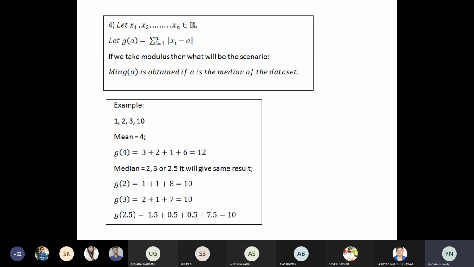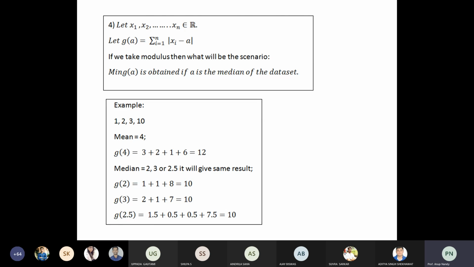Now the median need not be unique. The median is the point which gives the minimum value of ga over the data points. So you can have a difference: instead of taking the mean, if you take the median, this scenario will be different. So you can analyze that the median may not be a member of the data set. It need not be unique, because if n is even, then you have two medians. If n is odd, you have only one median. And you just take the difference.